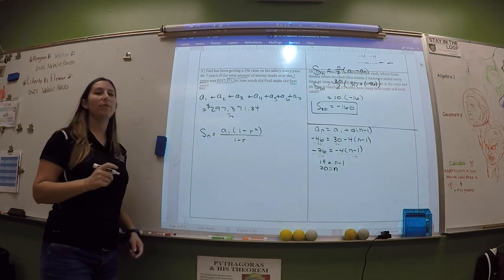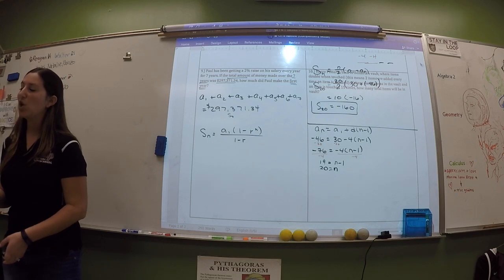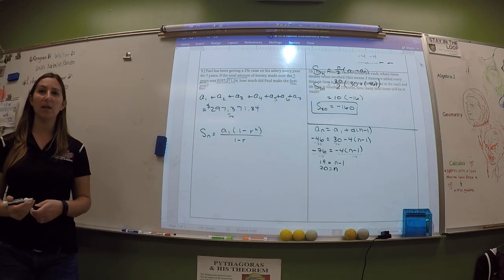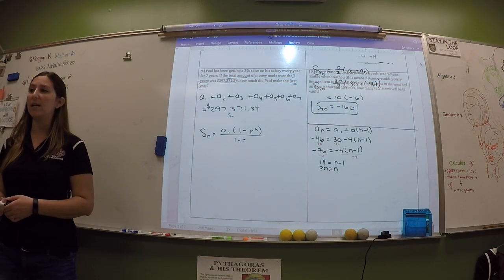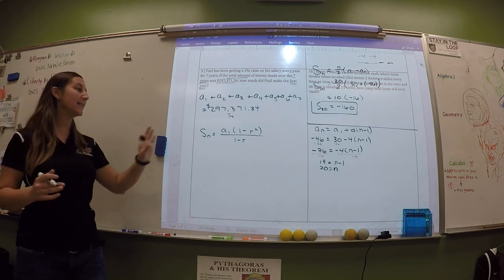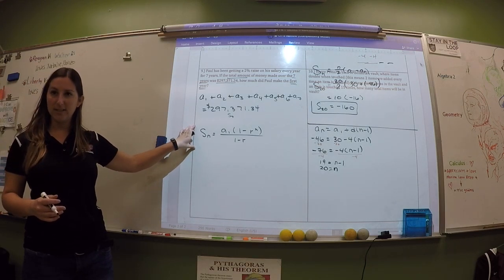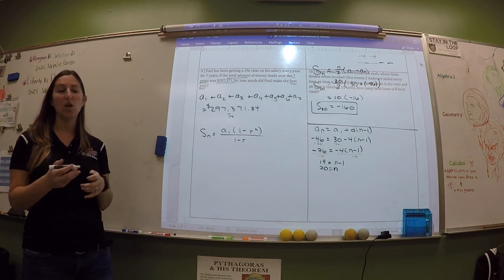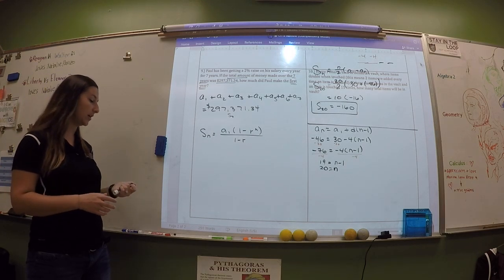So you've identified that it's some kind of series. You've identified that it's geometric because of the 2% raise. We know our rate. So identify what it is first, and then you can start plugging stuff in. We know our ratio. What's our ratio?